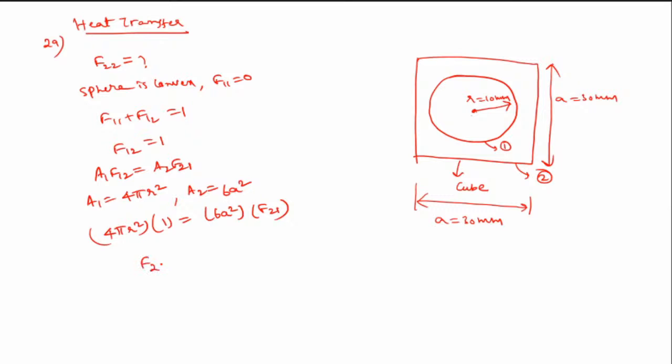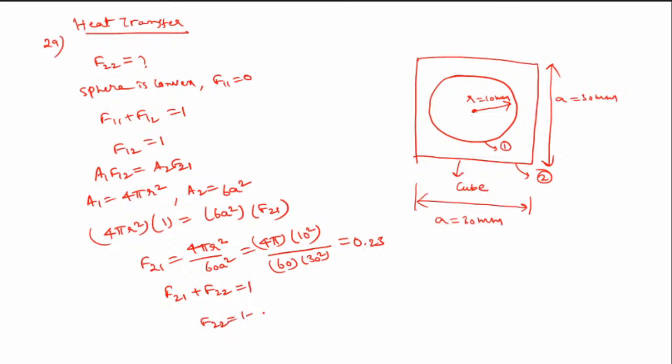So F21 is equal to 4 pi r square by 6 a square, that is 4 pi into 10 square by 6 into 30 square. So we'll be getting around 0.23. And we know that F21 plus F22 is equal to 1. So F22 is equal to 1 minus 0.23, that is 0.77. So the value of F22 is 0.77. So that is the answer for this question. Okay, let us move on to the next question.